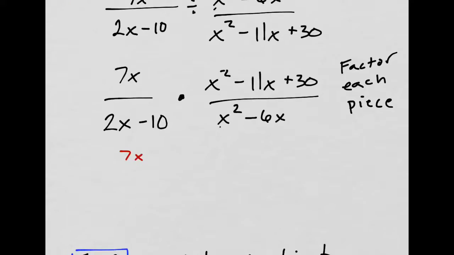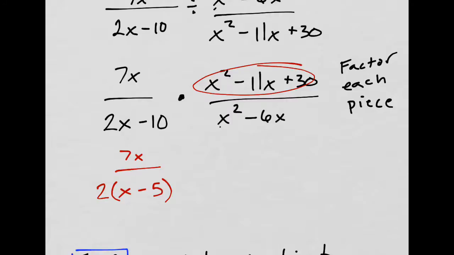This, I can divide a 2 out, right? 2x minus 5. So divide by 2, divide by 2, 2 on the outside, x minus 5.